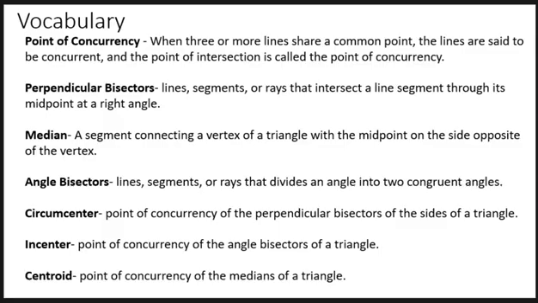An angle bisector cuts an angle into two equal pieces. The incenter is the point of concurrency of the angle bisectors in a triangle. Next, I'm going to use Desmos to construct each of these centers of a triangle.